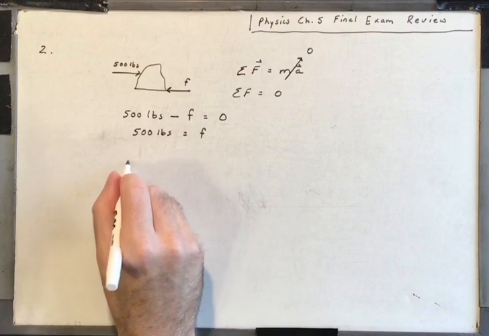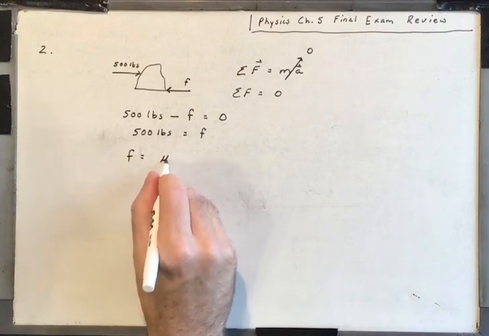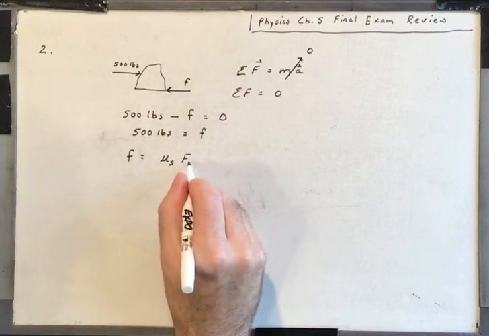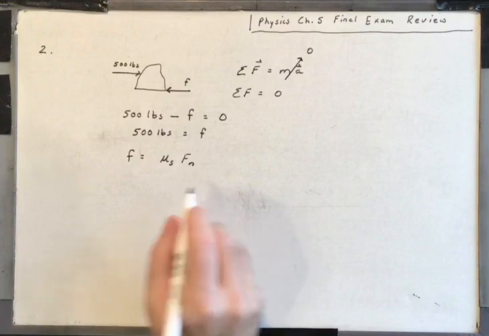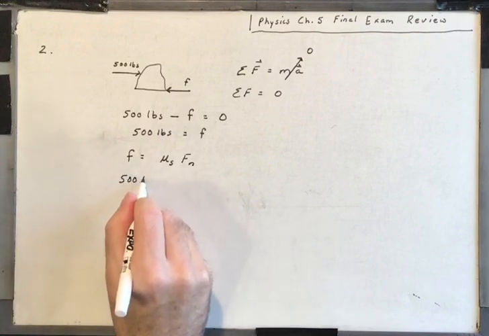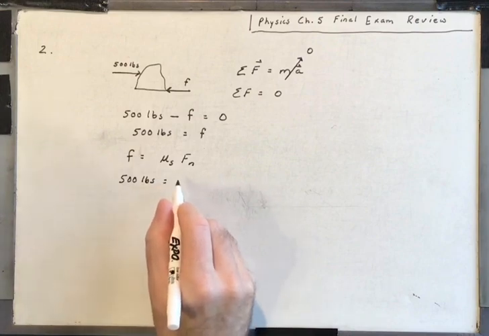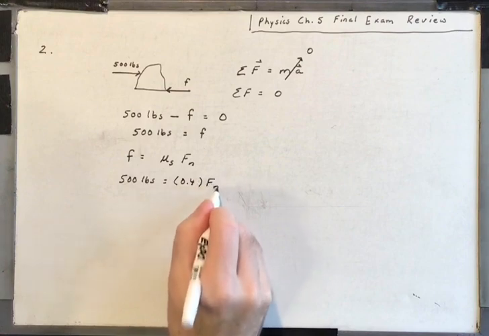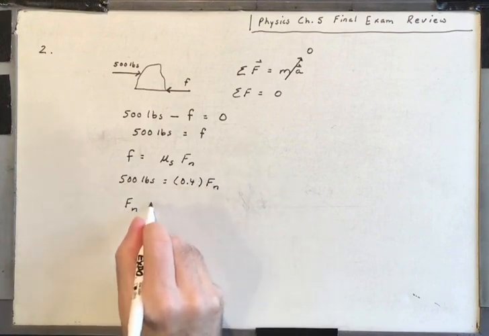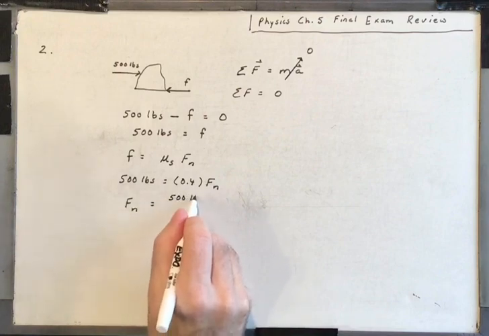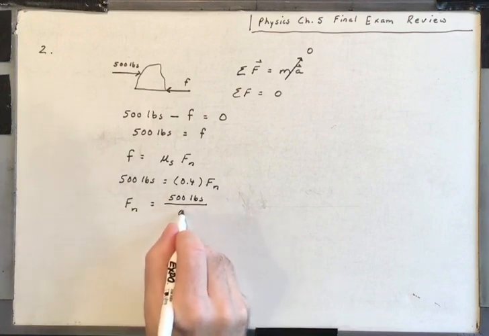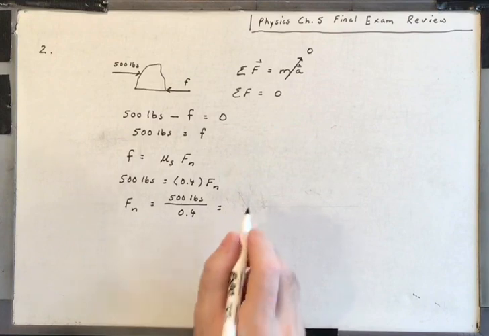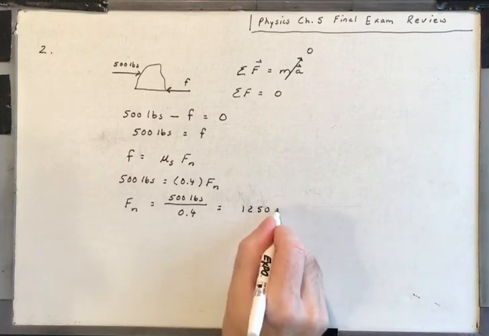Okay, we know that friction is equal to mu sub s in this case because it's static, because we're just trying to get it moving, times the normal force. All right, so we would have 500 pounds is equal to mu sub s, which is 0.4, times the normal force. So the normal force is equal to 500 pounds divided by 0.4. All right, so that's going to be 1,250 pounds.